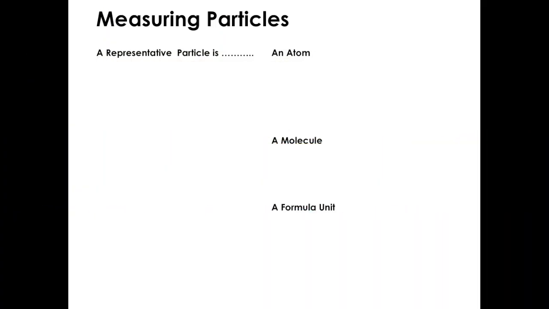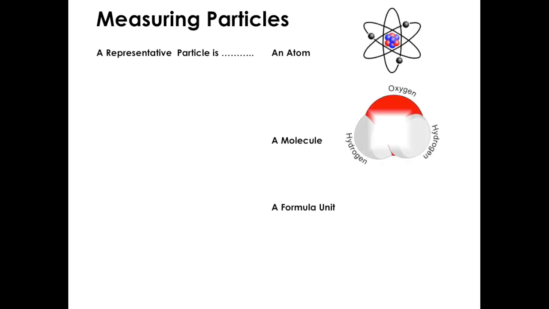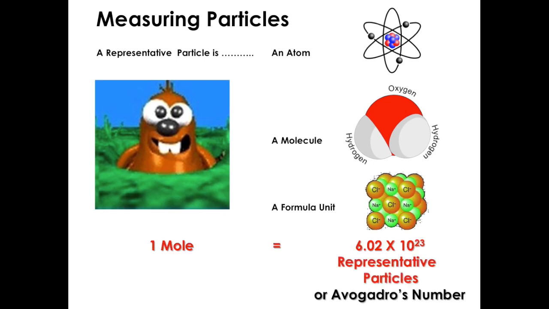Measuring particles. In chemistry, we use what is called a representative particle a lot. A representative particle is an atom, a molecule, or a formula unit. Another way to measure matter in chemistry is using moles. And 1 mole equals 6.02 times 10 to the 23 representative particles, which is called Avogadro's number.